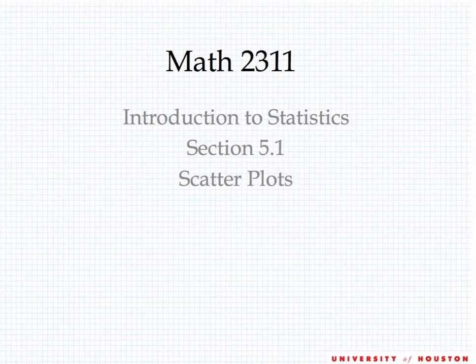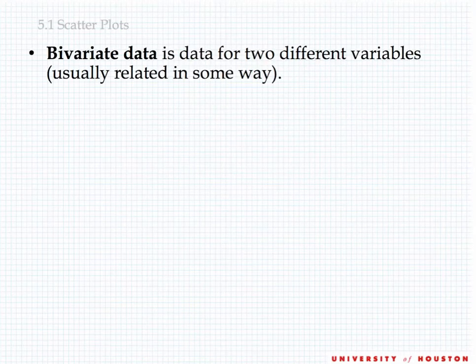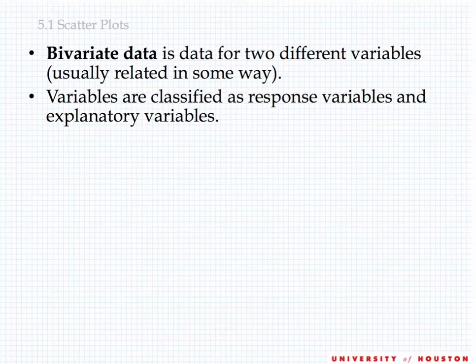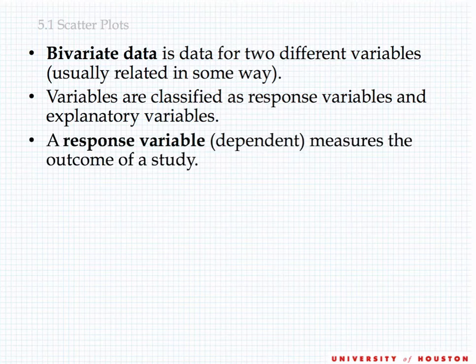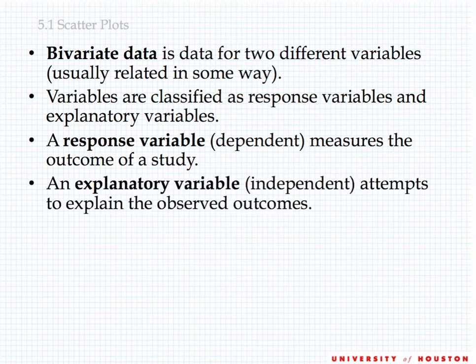Scatter plots. Bivariate data is data for two different variables, usually related in some way. Variables are classified as response variables and explanatory variables. A response variable, the dependent variable, measures the outcome of a study. An explanatory variable, or independent variable, attempts to explain the observed outcomes.